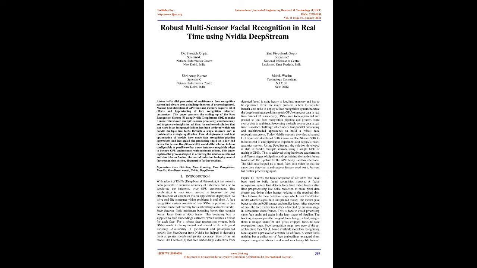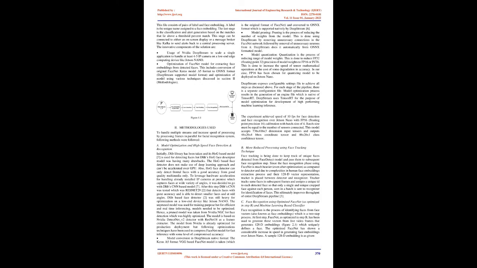recognition stage. The face recognition stage uses a state-of-the-art FaceNet based model for recognizing faces against a pre-available watch list of faces. A watch list is nothing but a collection of face embeddings extracted from suspect images in advance and saved in a binary file format. This file consists of pairs of label and face embedding. A label is the unique name assigned to a face embedding.